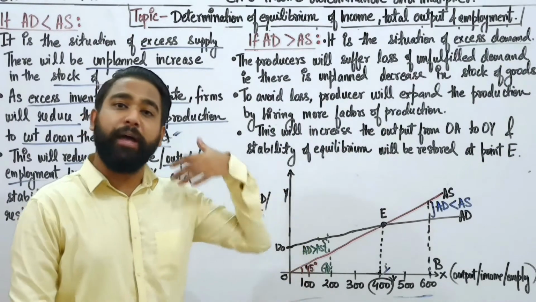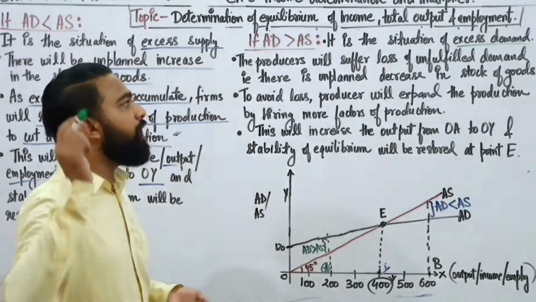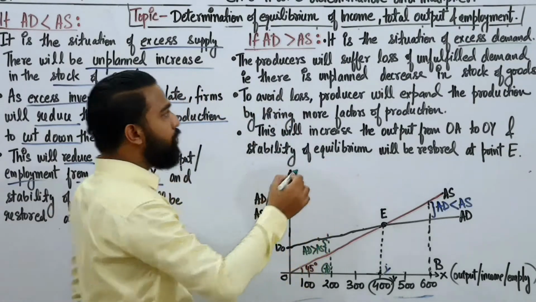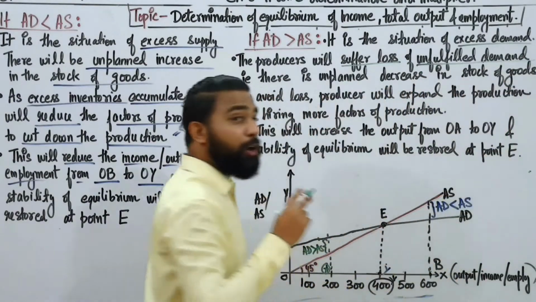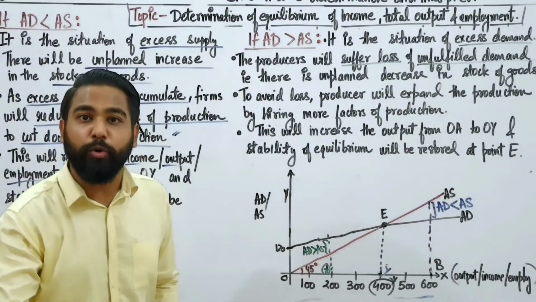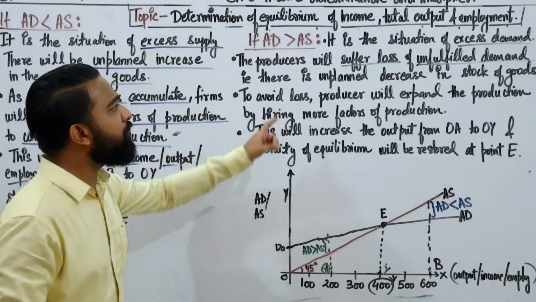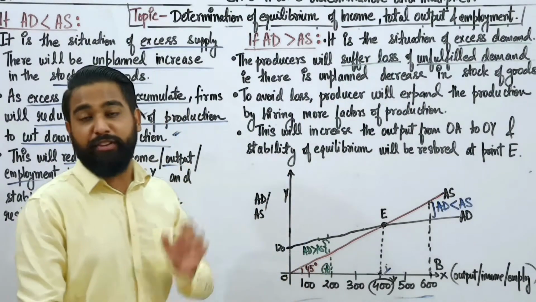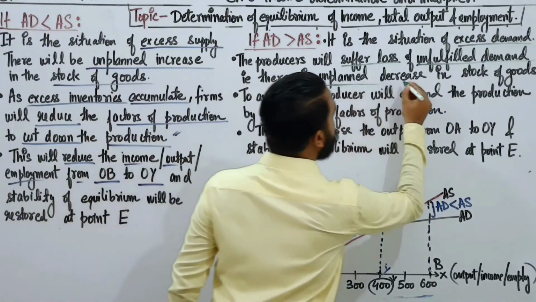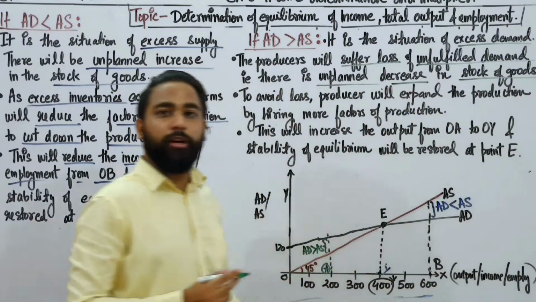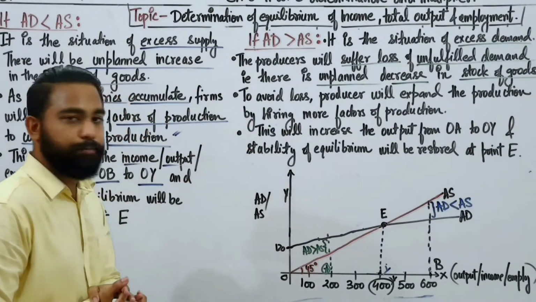The consumers are planning to buy more, but the producers are planning to produce less in comparison to the demand of the consumers. Now, in this scenario, the producer will suffer losses of what? Of unfulfilled demand. They could have earned more if they had produced more, but they haven't produced in comparison to the actual level of the aggregate demand. Therefore, they will suffer losses of unfulfilled demand, which they could have earned, but they haven't. That is, there is an unplanned decrease in the stock of goods. Their stock of goods is low. Therefore, they will suffer some losses.